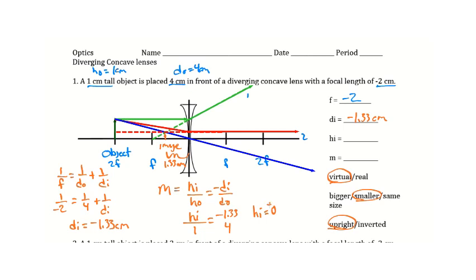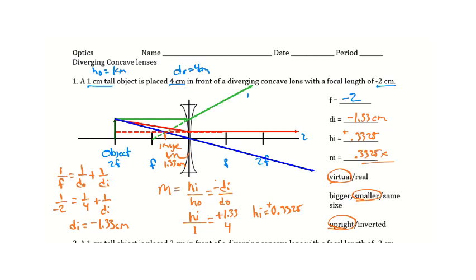It's positive. So 0.3325. Remember to include that negative sign. So negative di, actually, I made a mistake here. This should have been positive because it should be the opposite of di. So the opposite of -1.33 is positive 1.33. So that's positive. And incidentally, that's also our magnification here because our object height was 1. So it's going to be 0.3325 times.